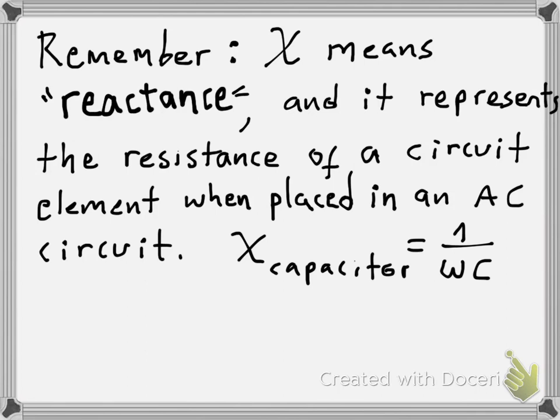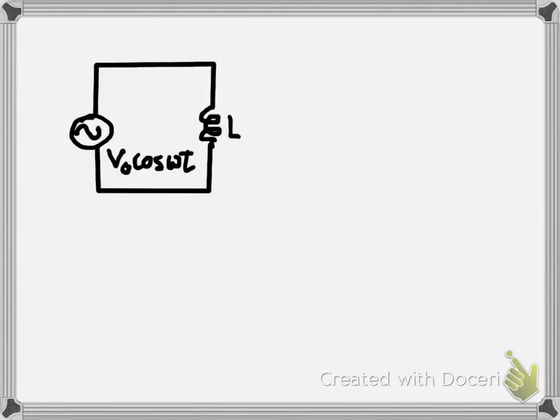Just to remind you, the symbol X that we're using here means reactance, and it represents the resistance of a circuit element when we place it in an AC circuit. Reactance is the analog, for an AC circuit, of the concept of resistance in a DC circuit.